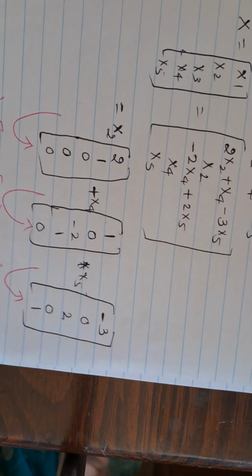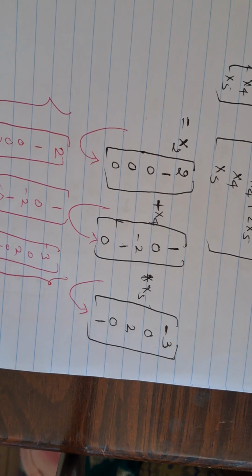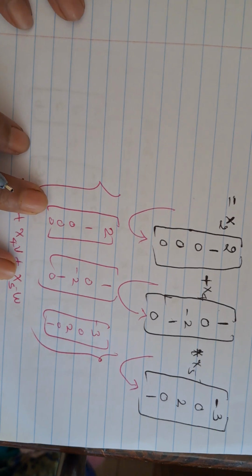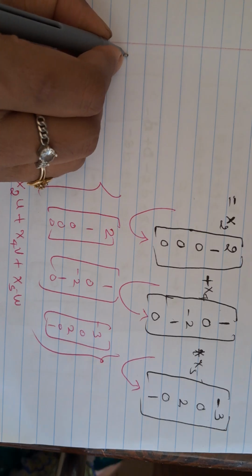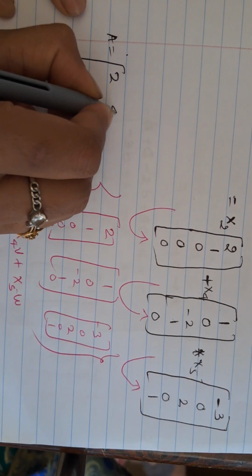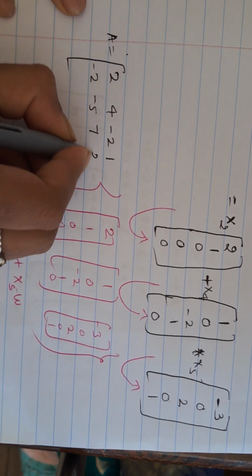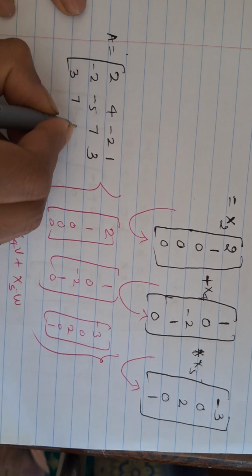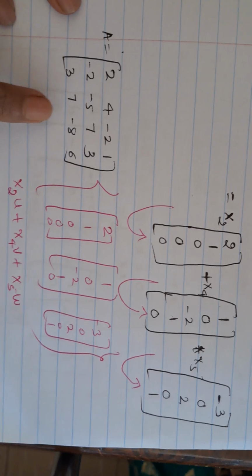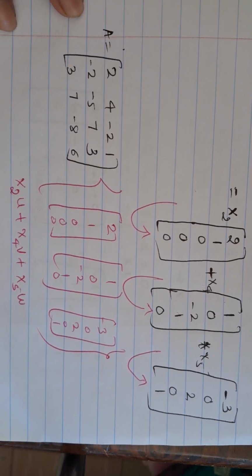And if you have any questions or comments, let me give you one example to solve for yourself. You can comment the solution or the spanning sets in the comments. Let me give you the matrix A equal to 2 4 minus 2 1, minus 2 minus 5 7 3, 3 7 minus 8 6. For this 3 cross 4 matrix, please find out the null space and give me the answers in the comments. I think you will do it, guys.